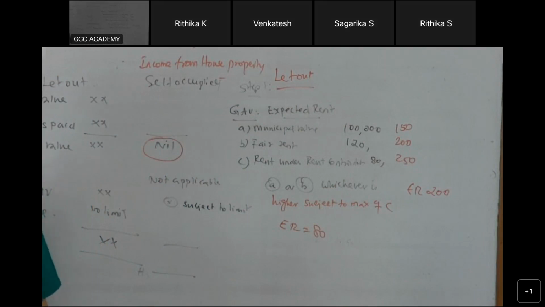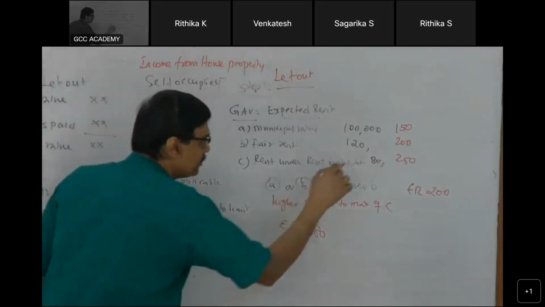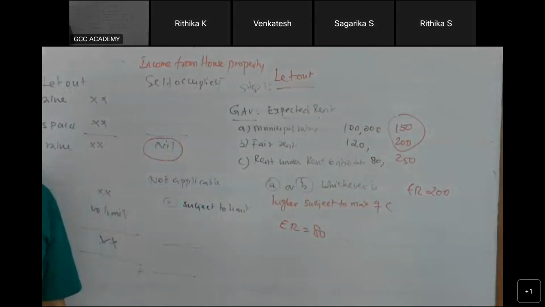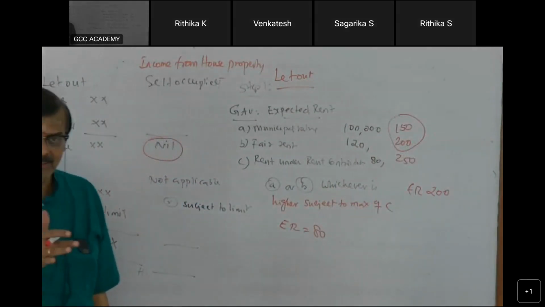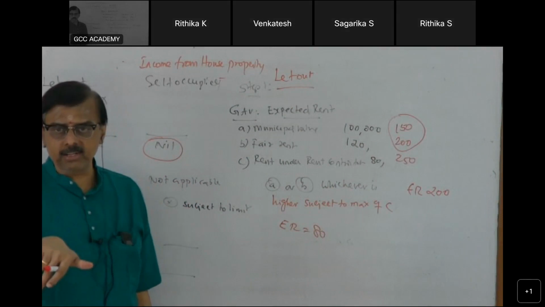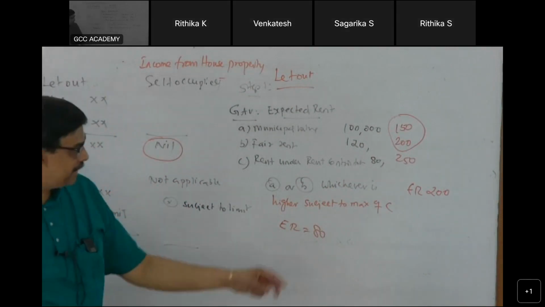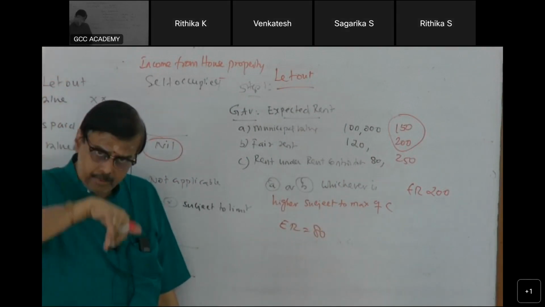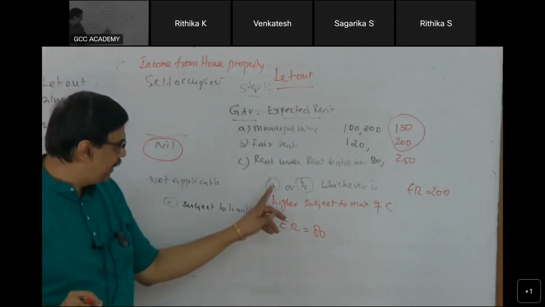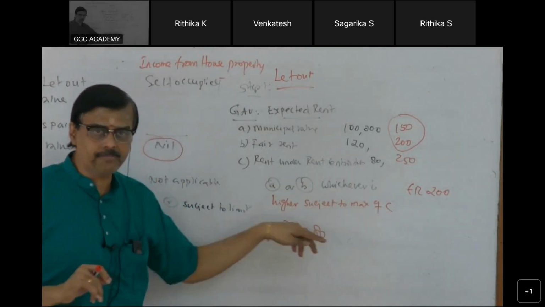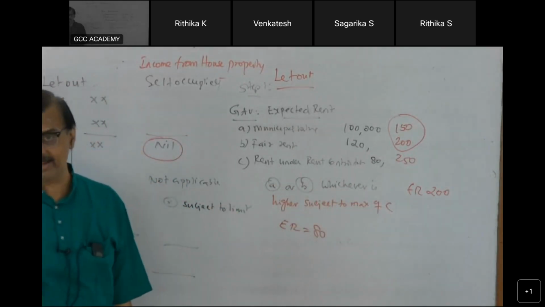Subject to maximum of C என்ன அர்த்தம்? It cannot cross C, but it can be within C. But A or B, whichever is higher is the criteria. A or B, whichever is higher, subject to maximum of C என்ன அர்த்தம்? It cannot go beyond C. Even if C is higher, it has to be below C. Note பண்ணிக்கோங்க: A or B, whichever is higher, subject to maximum of C is your expected rent.